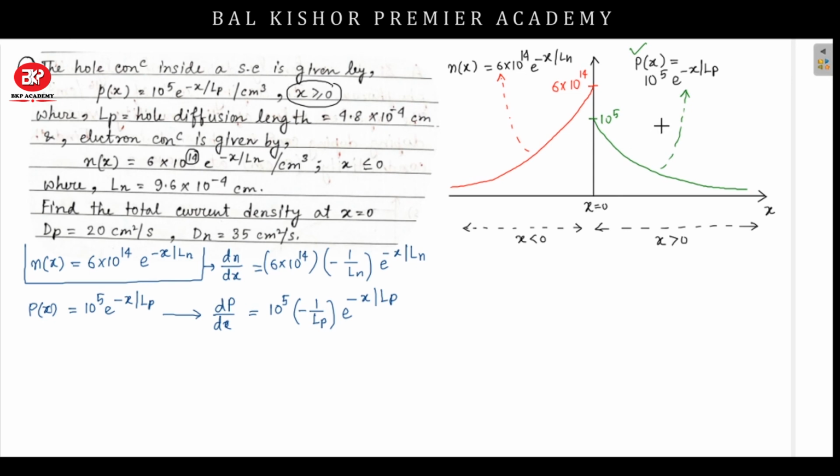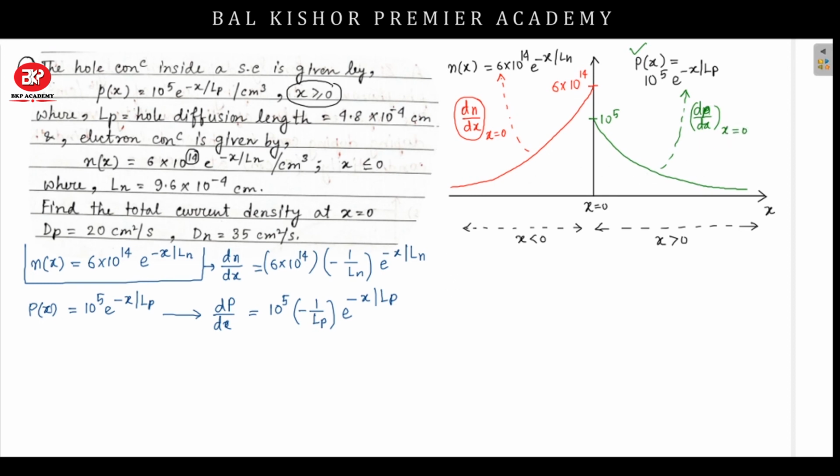So we have calculated the dn by dx value, and we have also calculated the dp by dx, because here we have the hole concentration. So dp by dx is calculated, dn by dx is calculated. Now what is the question? Find the total current density at x equals to 0. So we have to find the dn by dx at x equals to 0, and we need to find the dp by dx at x equals to 0.